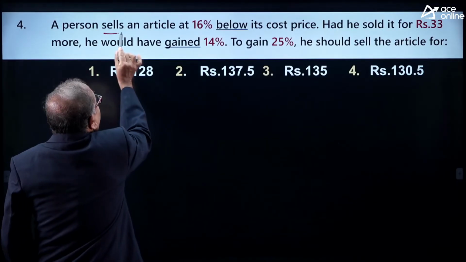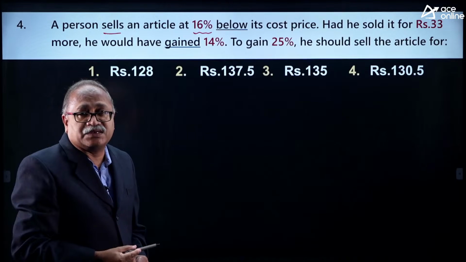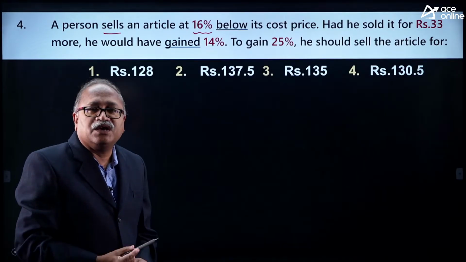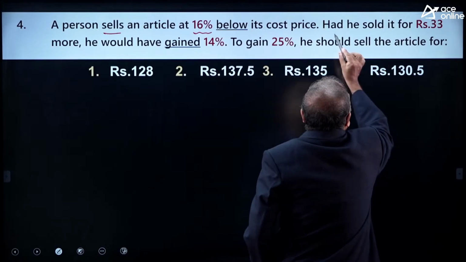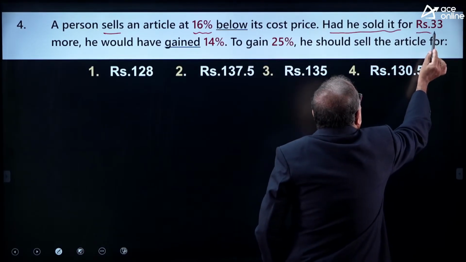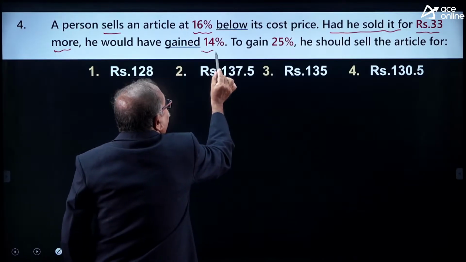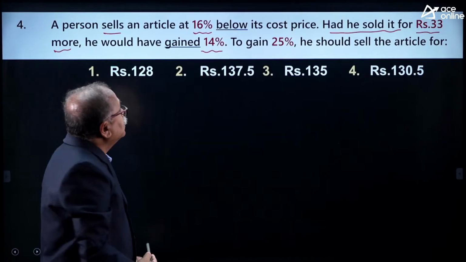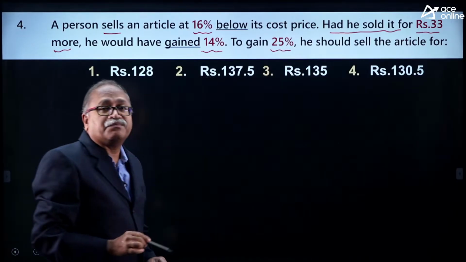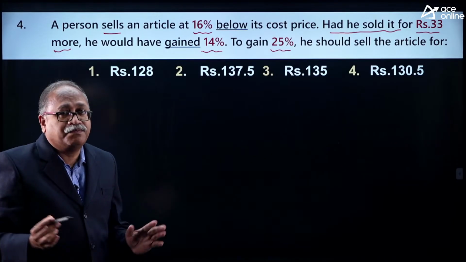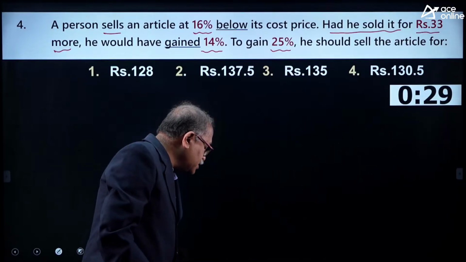A person sells an article at 16% below the cost price. Okay, that means 84% of the cost price. Now, if he had sold it for rupees 33 more, then he would have gained 14%. To gain 25%, what should be the selling price? Simple basic question, and I am sure here your 30 seconds starts now.